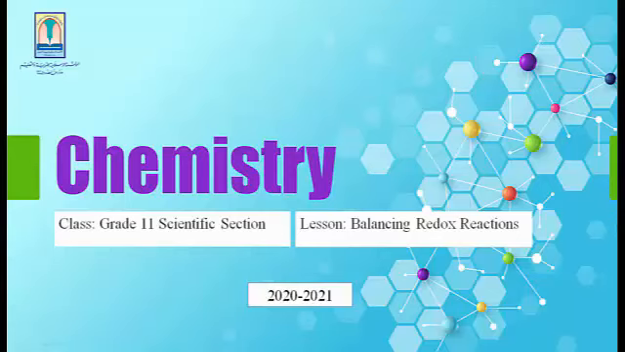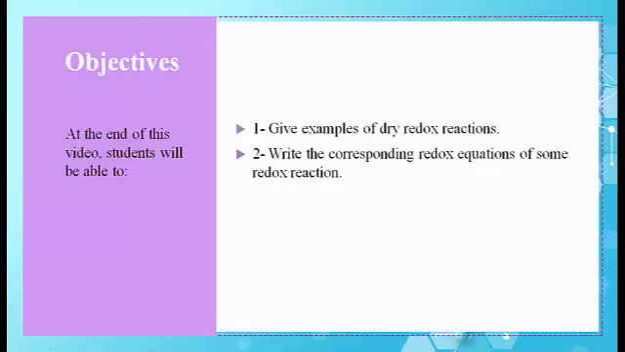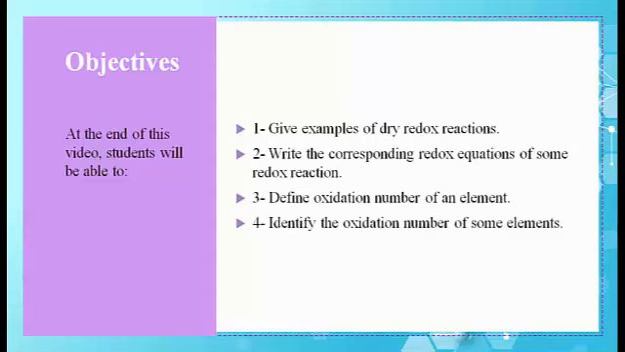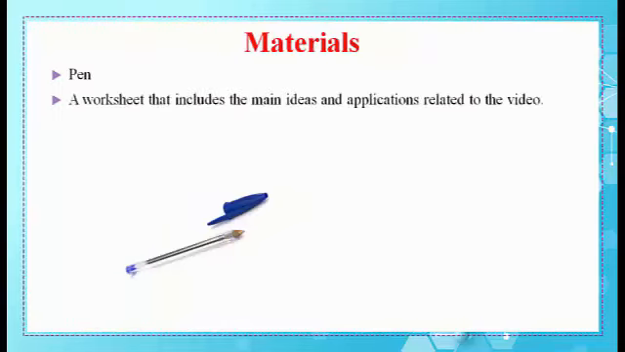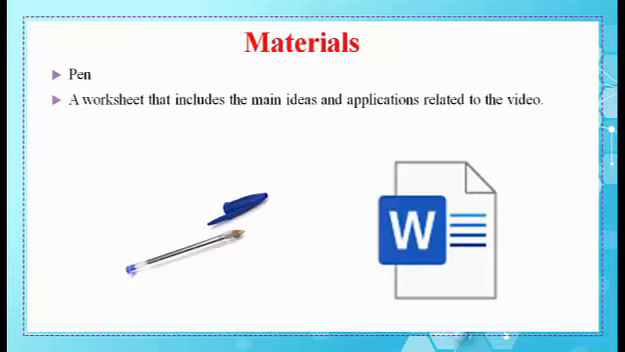By the end of this video, you'll be able to give examples of dry redox reactions, write the corresponding redox equations of some redox reactions, define oxidation number of an element, and identify the oxidation number of some elements. The materials needed during this session are a pen and a worksheet that includes the main ideas and applications related to the video.